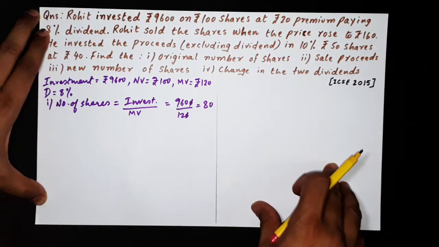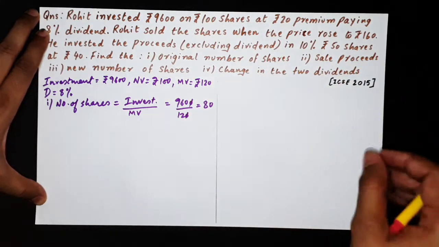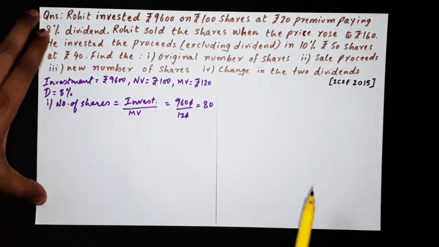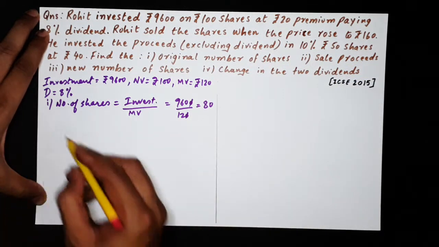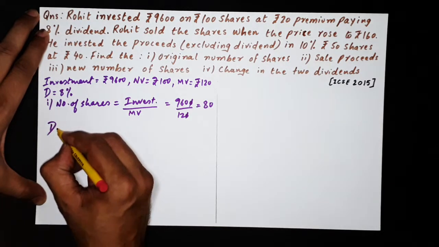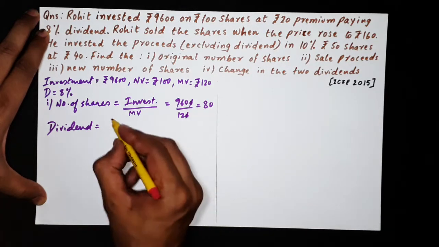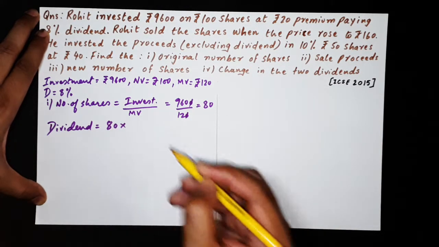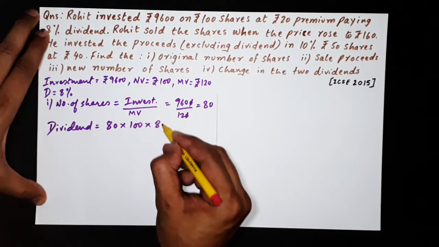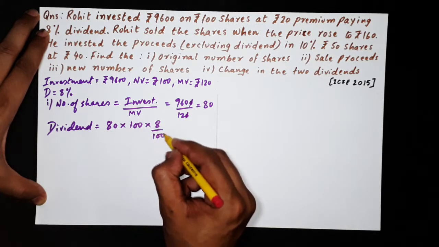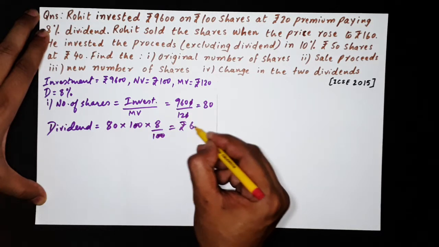Now let's read this question further. Rohit sold these shares when the price rose to rupees 160. Before we solve this part, let's also find out the dividend which he was receiving. To get the dividend, we should know the number of shares, which is 80. We should also know the nominal value, which is 100, and the dividend percent, which is 8%. So this comes as rupees 640.